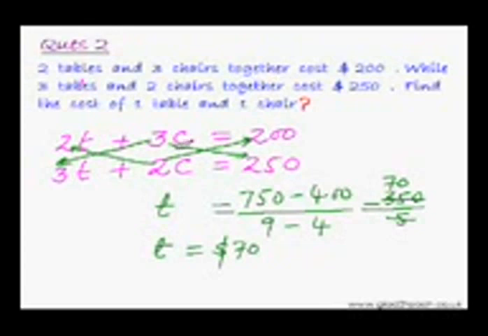Now find the cost of one chair as well. Put this value of T in this equation. 2 times 70 is 140. So 3C equal to 200 minus 140. 200 minus 140 would be 60, and 60 divided by 3 is 20. So cost of chair is $20. See, so easily we have solved the question.